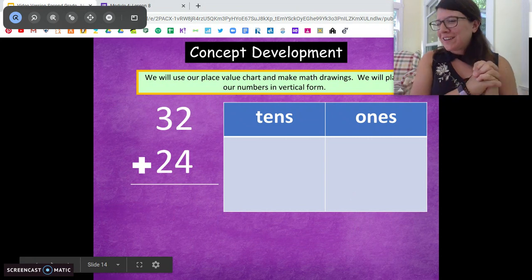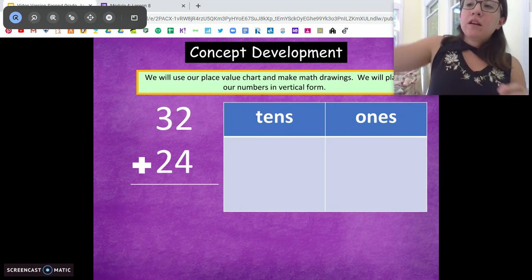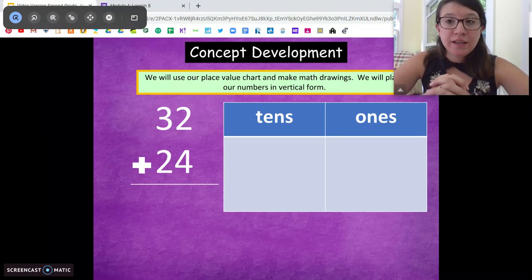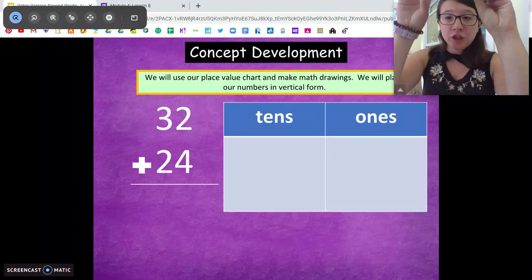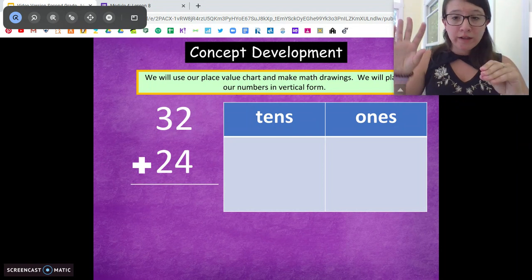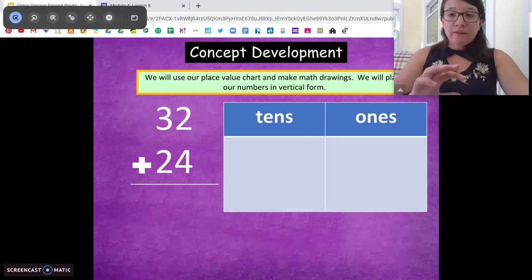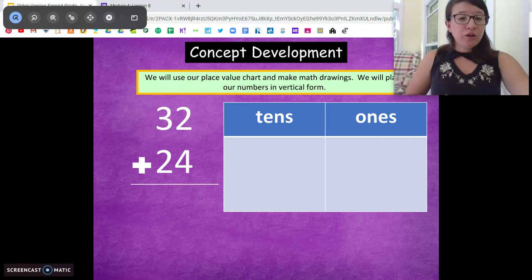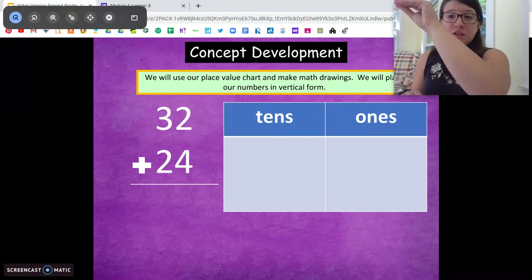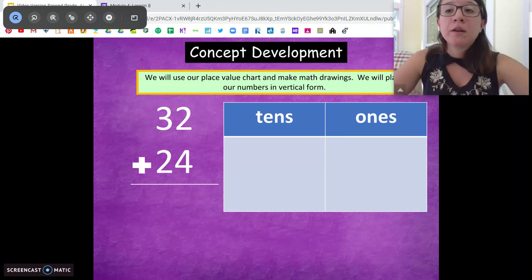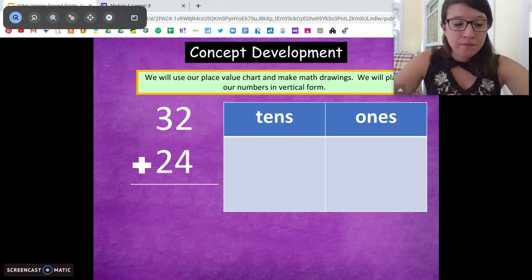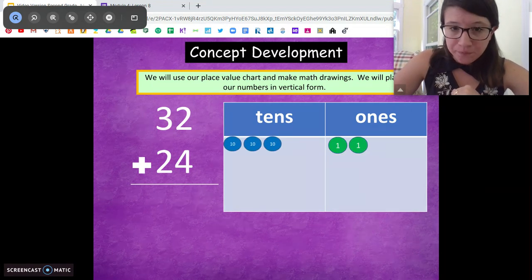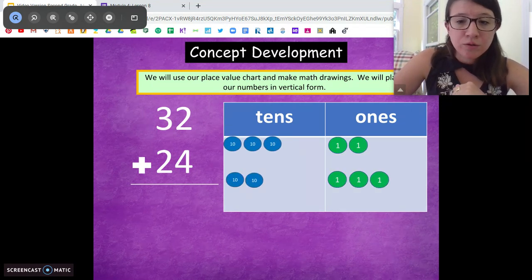Here we go with our vertical addition. All right, take out your place value chart. Now, on your place value chart, just like you did yesterday, I want you to show me 32 on the top and 24 on the bottom. So use whatever you're using for your place value discs and your place value charts. We're adding 32 plus 24. Show me 32 on the top, 24 on the bottom. Pause and do that now. All right, so it should be 32, 10, 20, 1, 2, 3, 4.